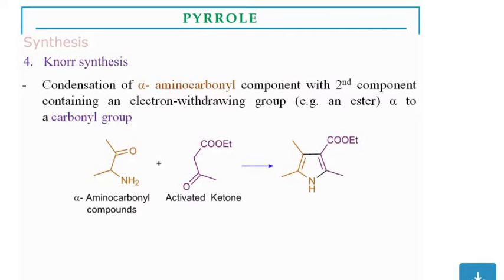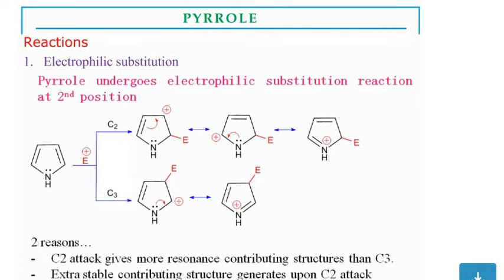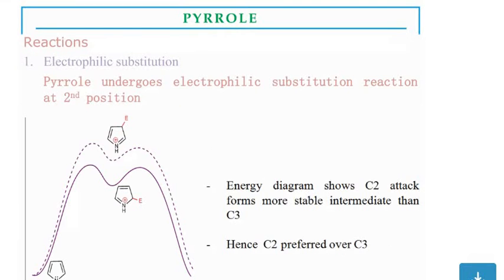Knorr synthesis, you can see alpha amino carbonyl compound and activated ketone, it gives the pyrrole ring. This is the mechanism. Electrophilic substitutions, you can see C2 position is important in comparison to C3. C2 attack gives more resonance contributing structures than C3. Extra stable contributing structure is generated upon C2 attack. You can see the energy diagram shows C2 attack forms a more stable intermediate than C3, so C2 is preferred over C3.